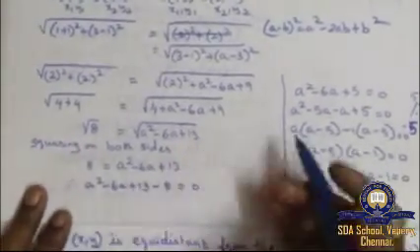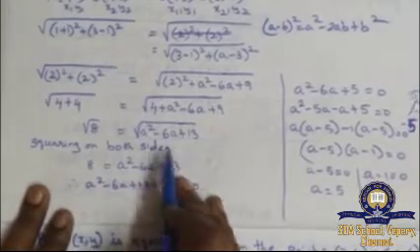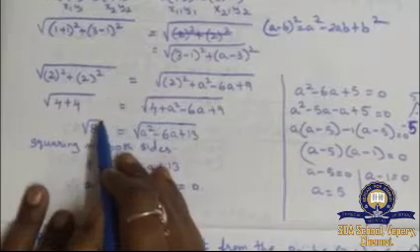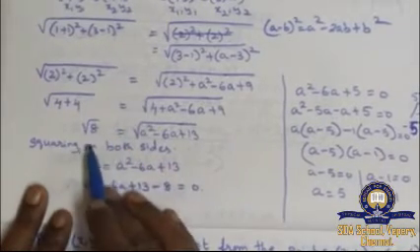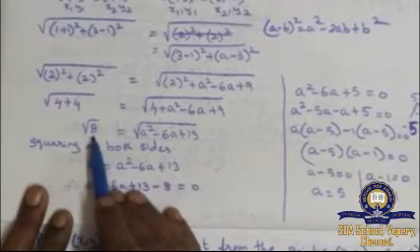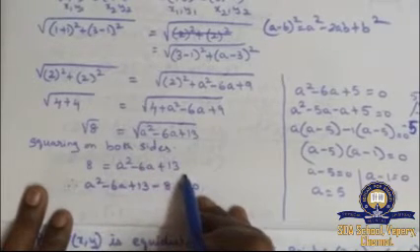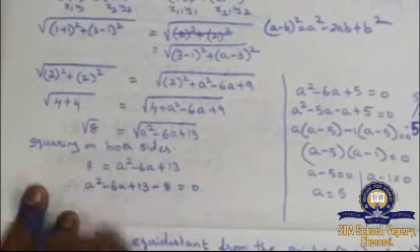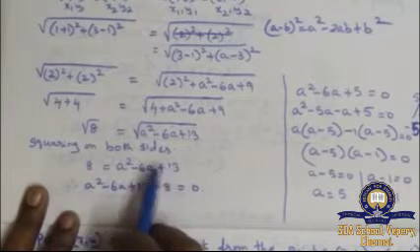Next, to solve the next step, I am squaring on both sides. If I square this thing, square and root gets cancelled. If I square these two things, square and root get cancelled, so that 8 will be as it is, a squared minus 6a plus 13 will come as it is, because square and root gets cancelled. Because of that only we are following this rule.